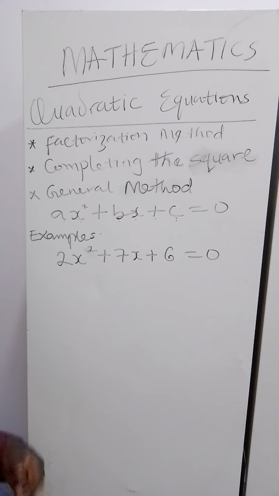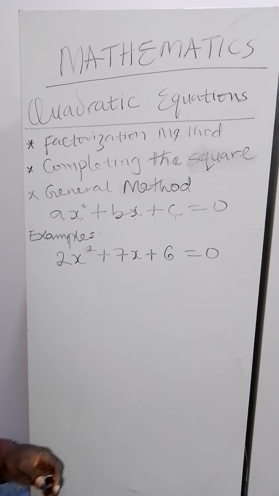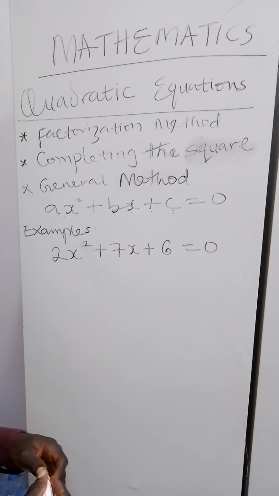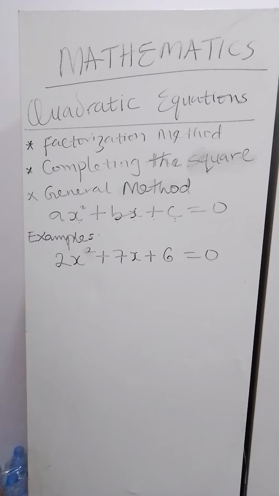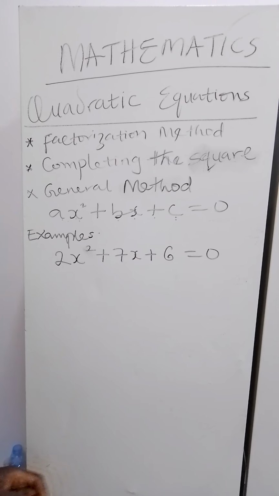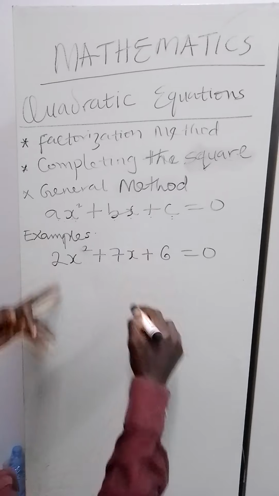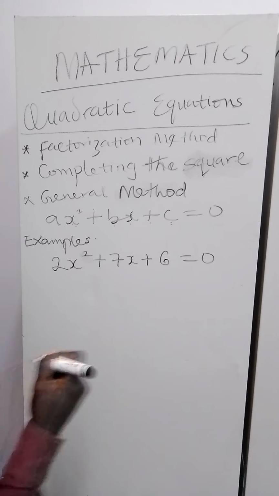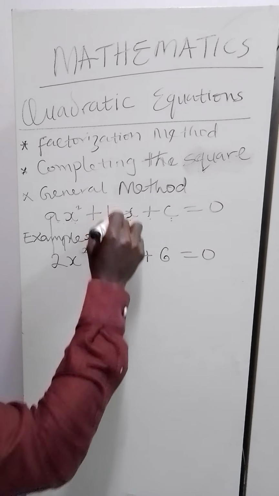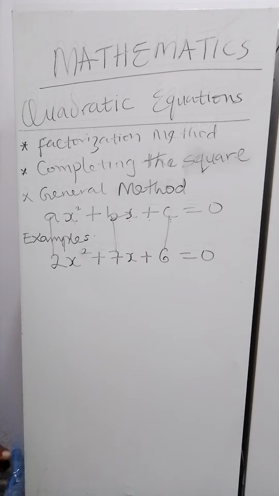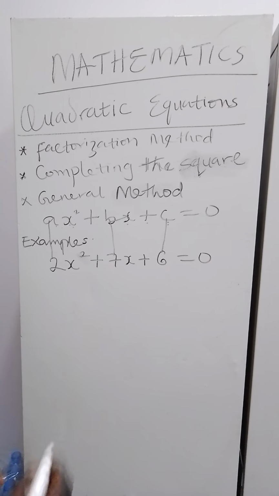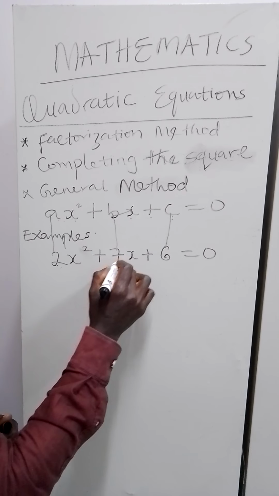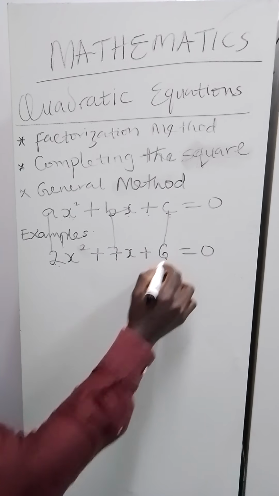Now, assuming we want to apply the factorization method to solve this question, the question is 2x squared plus 7x plus 6 equals 0. Now let us trace the variables under the equation with the parameters we have in the question. A goes for 2, B goes for 7, while C represents 6. That is how to trace it. The value of A is 2, the value of B is 7, while the value of the constant C is 6.